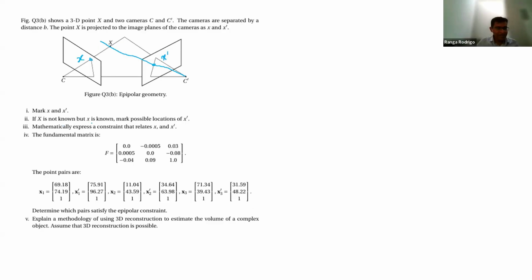If X is not known, but x is known, mark the possible locations of x prime. Can you think about it? In the second question, X is not known, but x is known, that means we know that x is here. Mark the possible locations of x prime. We have to mark the possible x prime. So think about it.